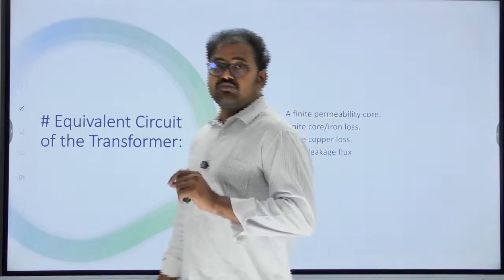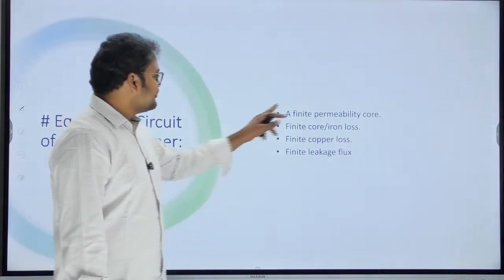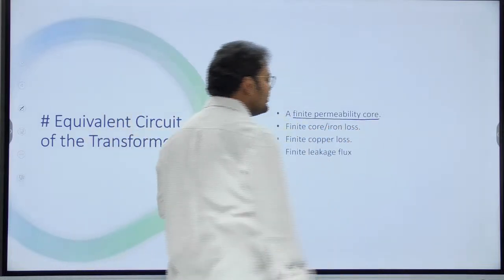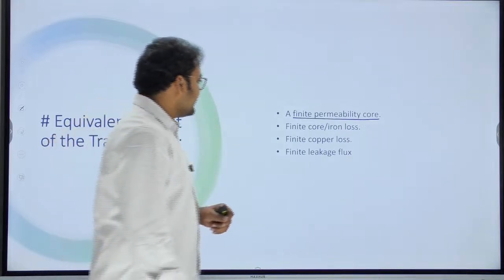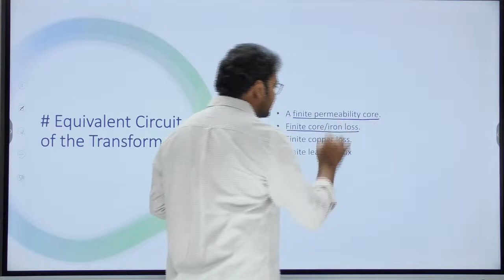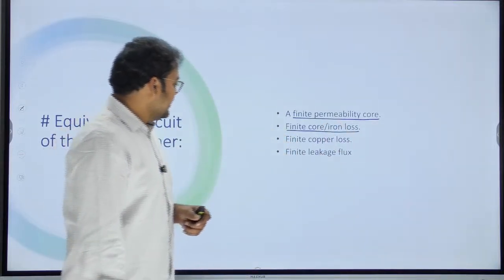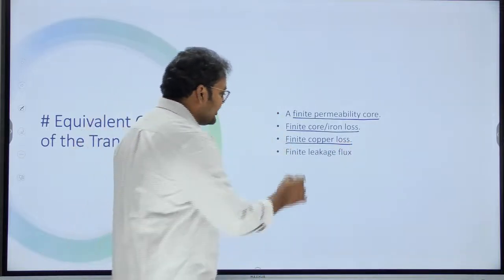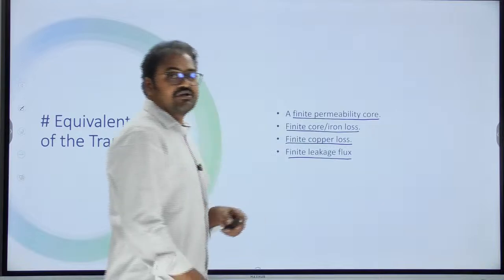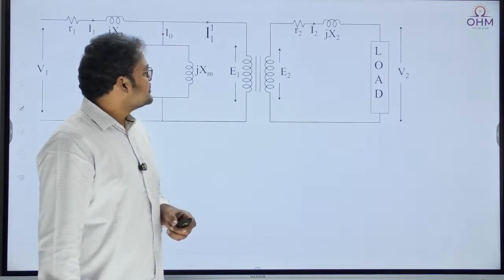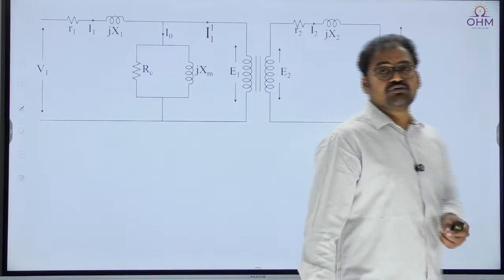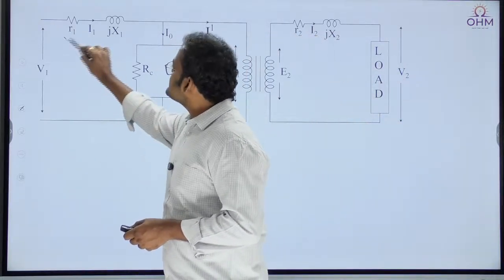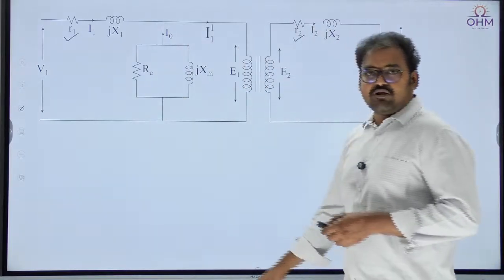Remember, to draw the equivalent circuit of a transformer, we have to consider four important effects. One is the permeability of the core. Yes, we are using finite permeability of the core. Next, we have to represent core losses in the transformer in the equivalent circuit. We have to represent copper losses in the transformer in the equivalent circuit. And also we have to show the leakage flux of the transformer in the equivalent circuit. Okay. So this is the complete equivalent circuit of a transformer. So here this R1 and R2 represents copper loss in a transformer.